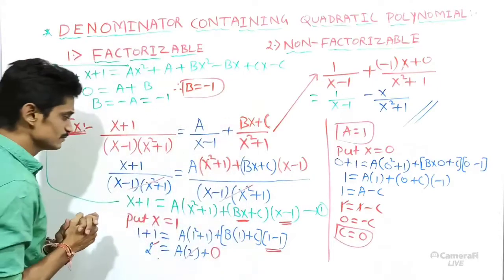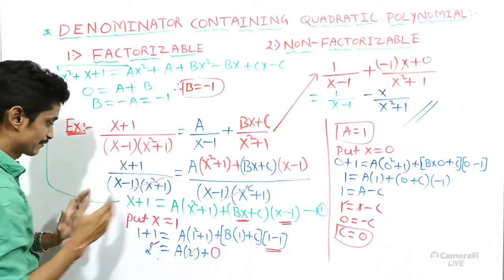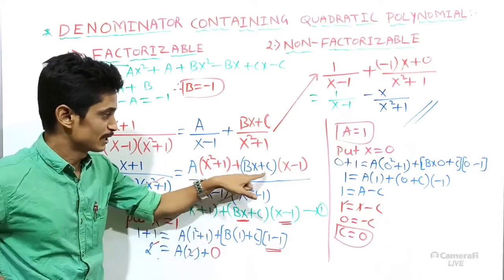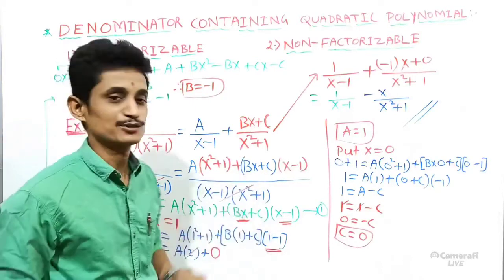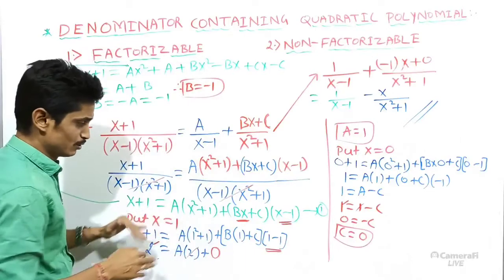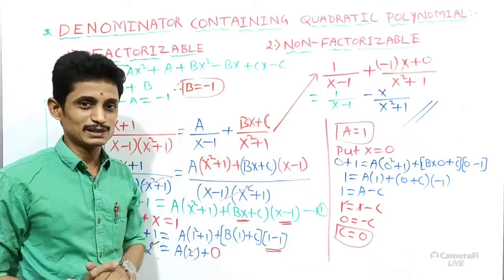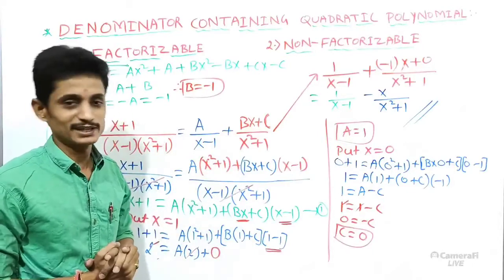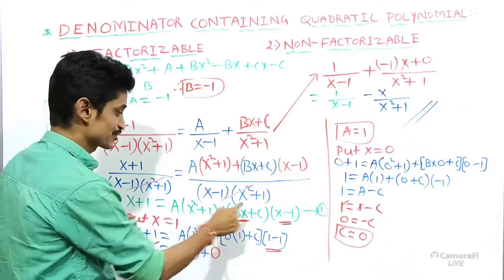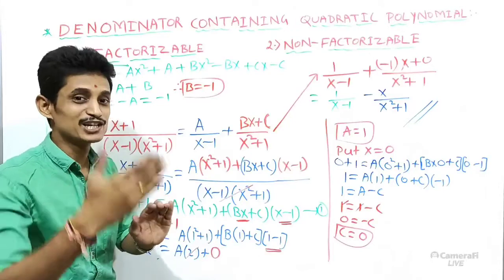After that, as usual, taking LCM and cancelling, the remaining part is x plus 1 is equal to a into x square plus 1 plus bx plus c into x minus 1. Just call it equation number 1. Now, to get the values of a, b and c, we have three methods, but the first method I am not taking, it is not possible. By the second and third methods, I will find the a, b and c values. First I will take the elimination method.